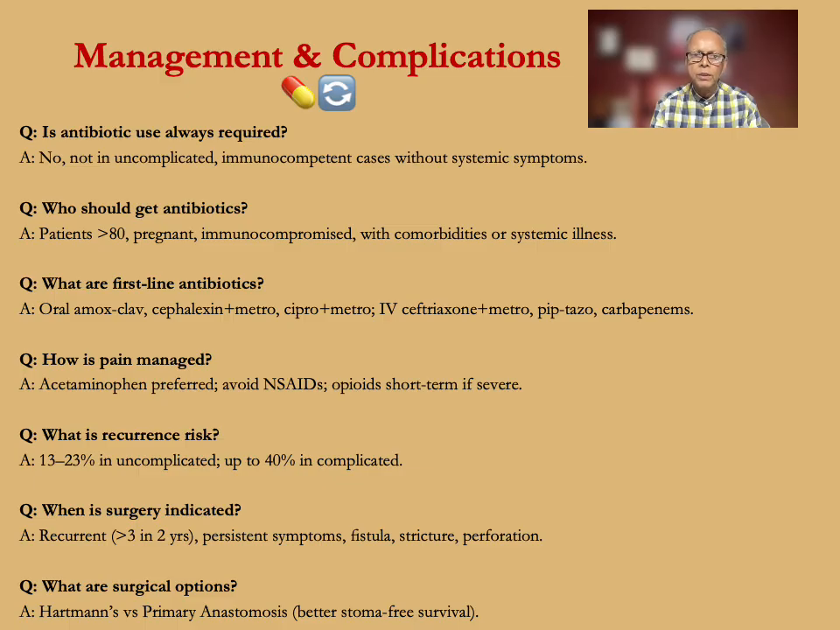What's the recurrence risk? 13 to 23% in uncomplicated and up to 40% in complicated. When is surgery indicated? Recurrent diverticulitis greater than 3 in 2 years, persistent symptoms, fistula, stricture, and perforation. What are the surgical options? Hartmann's procedure versus primary anastomosis. Latter is associated with better stoma-free survival.